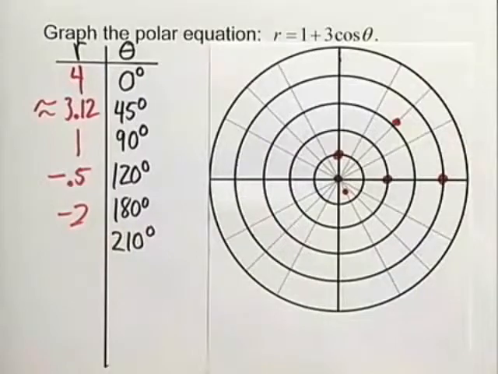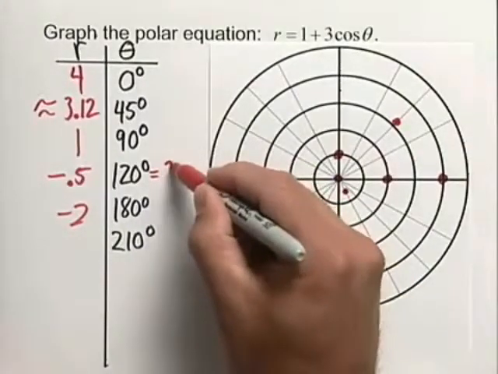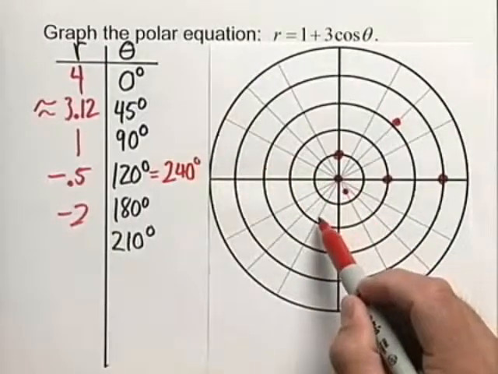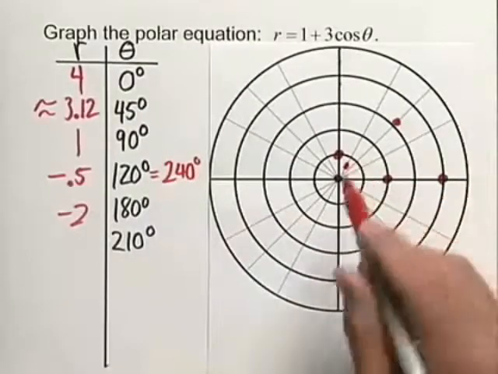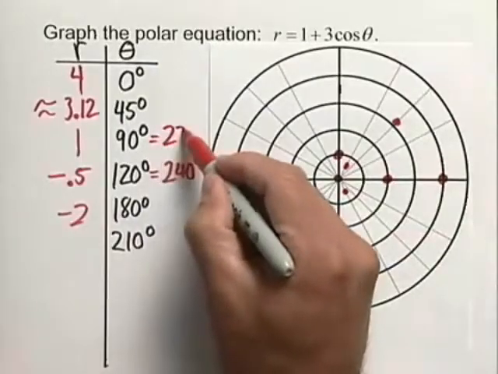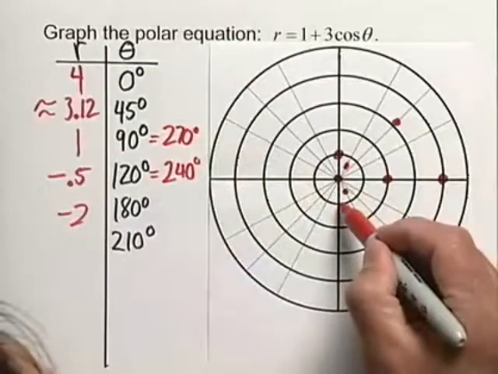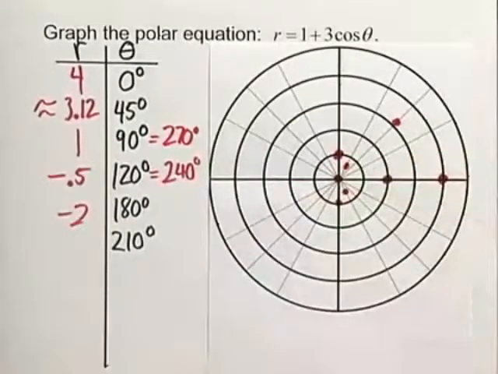so we can plug in some other values here. 120 then relates to 240 degrees. So when we're looking at 240 degrees, we're at negative 0.5, so that's right in here, and you can see the symmetry across that axis. In a similar fashion, 90 relates to 270. When we're at 270, we have a value of 1 right there, and you can see the symmetry across that polar axis at this point.